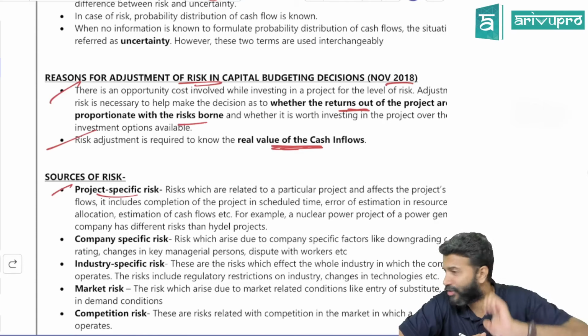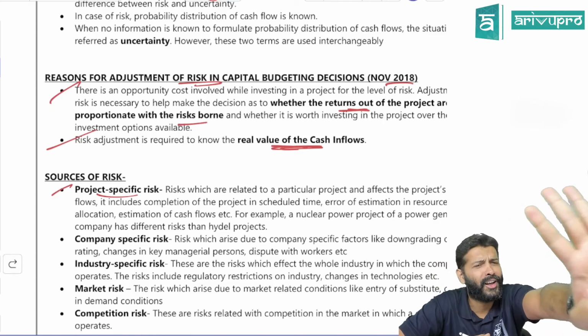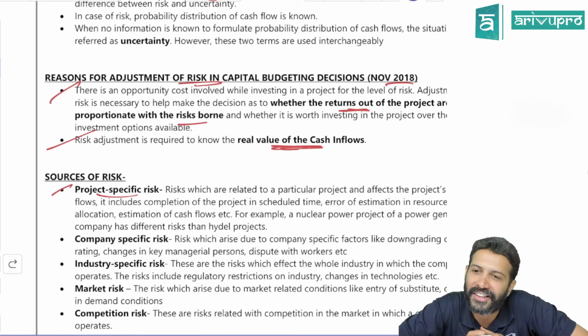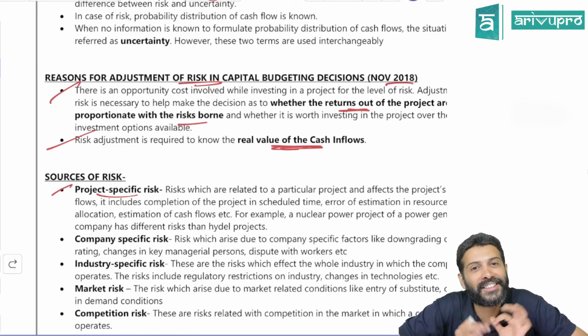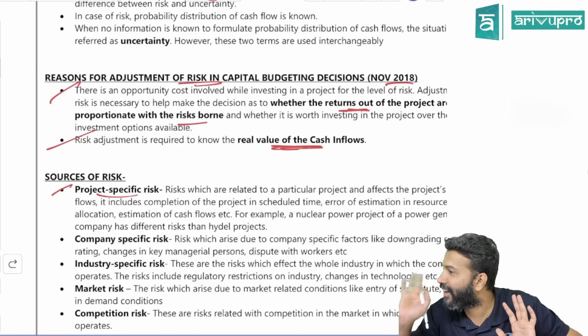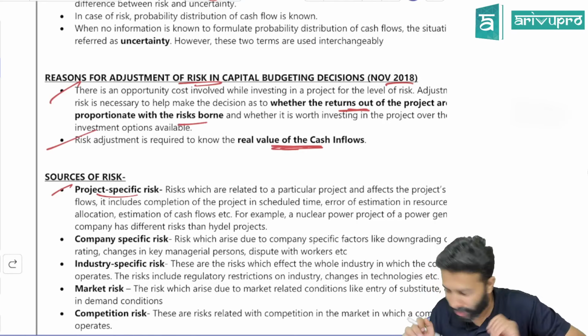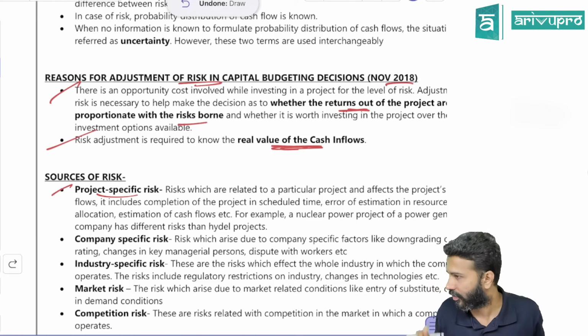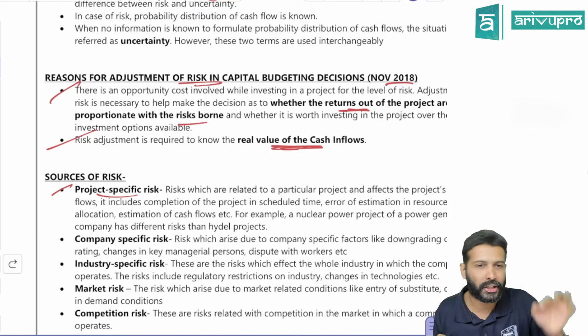Now tell me, CA Foundation, how many teachers do I need? 4. CA Inter? 8. Which is less risky, which is more risky? CA Foundation is a less risky project. CA Inter is more risky. So that risk we call project specific risk: risk associated with a particular project or a particular assignment.